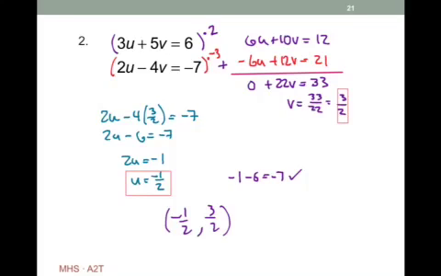If you're wondering what order to put the ordered pair when it's not x and y, just do it alphabetical. So u comes before v, so the -1/2 would come before the 3/2. And that's it. We're done.